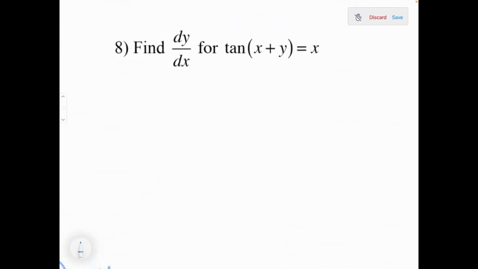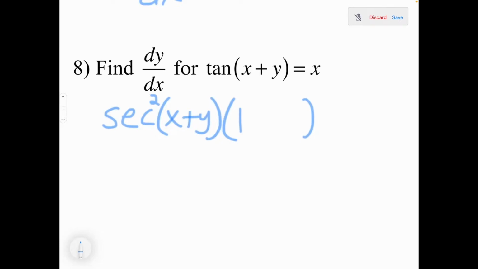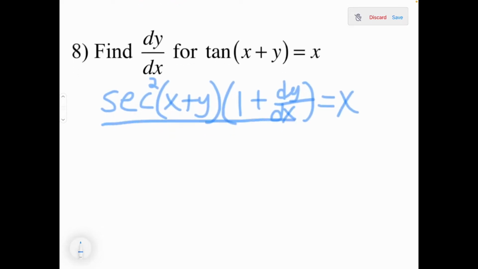Number 8, dy dx for tangent of x plus y equals x. Derivative of tangent is secant squared. So derivative of tangent of x plus y is going to be secant squared of x plus y. Then we're going to multiply by the derivative of x plus y. Derivative of x is just 1 dx dx. Derivative of y is just dy dx. That's equal to x.